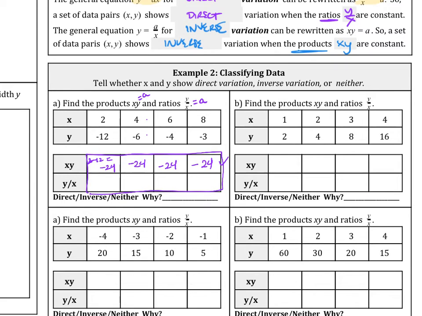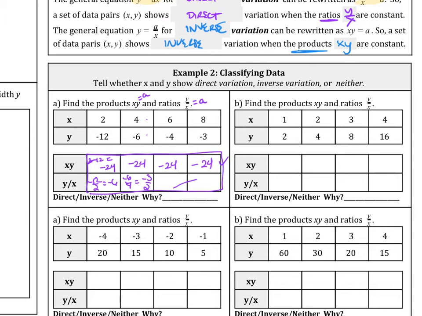So y over x, what does that look like? Remember, y over x is like slope. So this is negative 12 over 2, which is negative 6. Negative 6 over 4, we find that is negative 3 halves. Once you notice that it's not constant, you can stop at that point. We know that's not going to work.